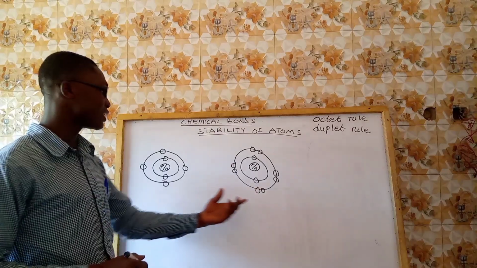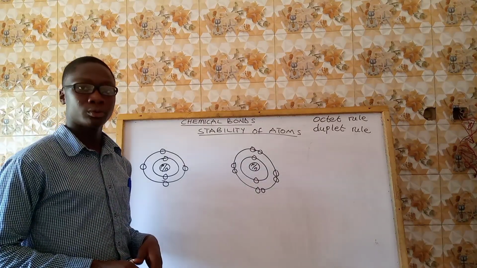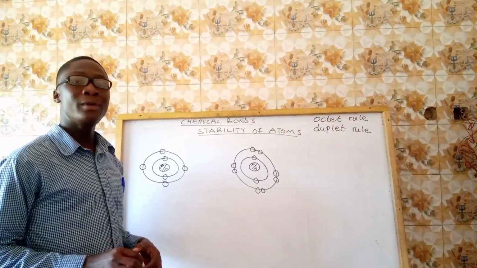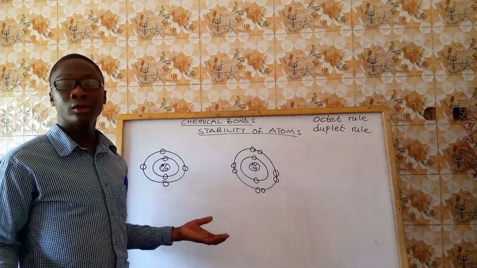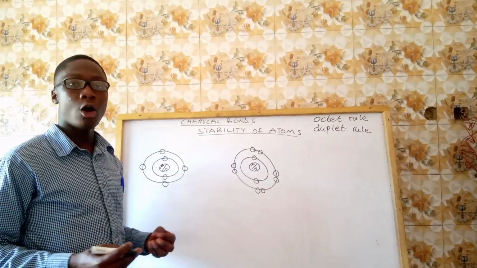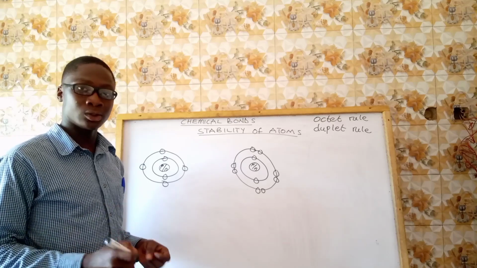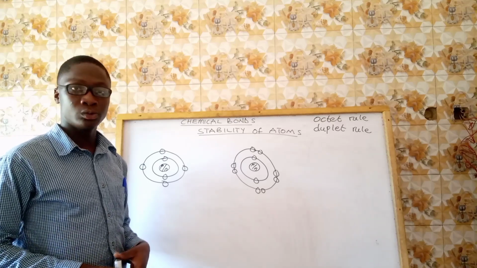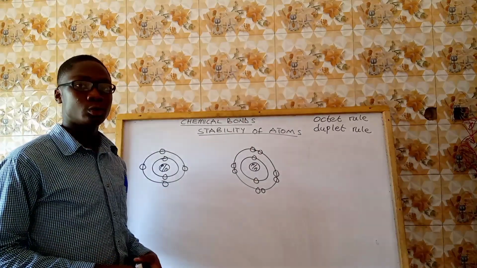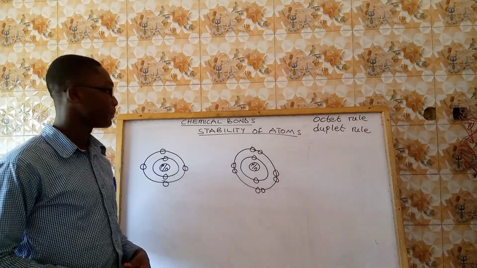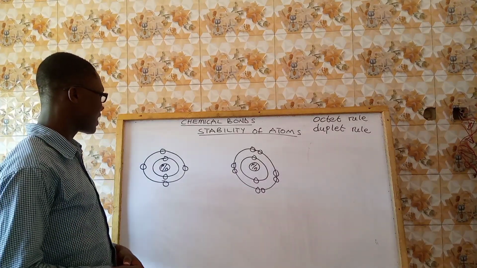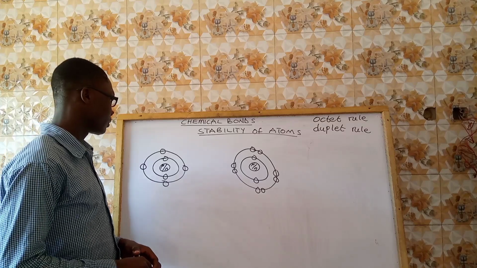So which of these atoms is stable? You may not know what the atom is, whether carbon, nitrogen, oxygen, or what. But since we know the octet and duplet rules, we can know whether it is stable or not. So now, let's check the first atom.